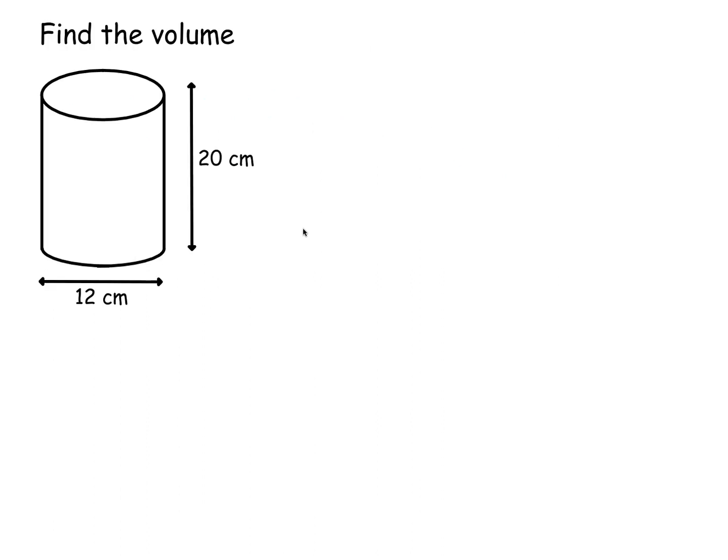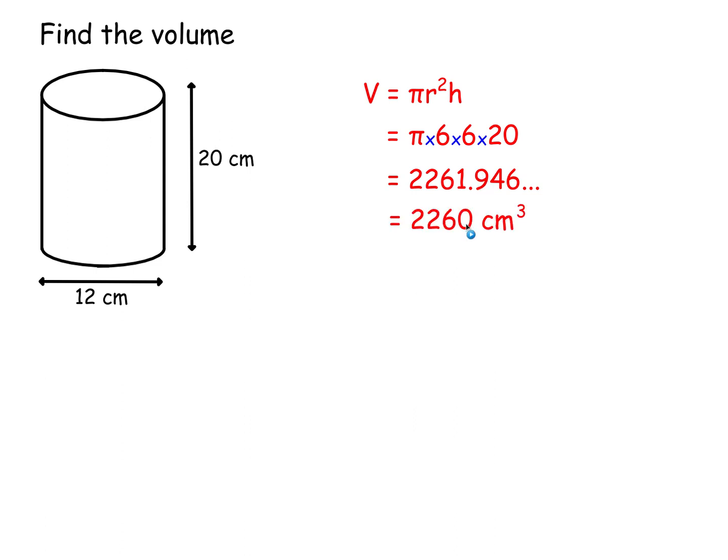So here's one you should know: a cylinder, its volume is V equals pi r squared h. The diameter here is 12 and the height is 20. So r is 6, half that 12. The h is 20. You substitute into the formula. That's the decimal answer, 3 significant figures in this case, 2,260 cubic centimetres.